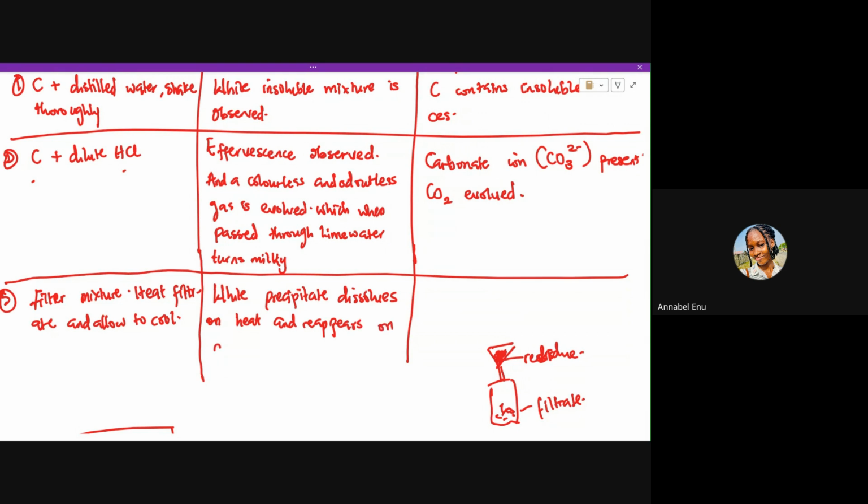Please, I hope you all are jotting down. Now, this precipitate tells us the presence of lead 2. I hope you all are jotting down.